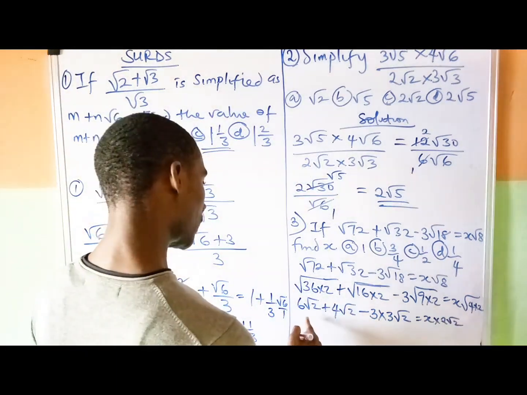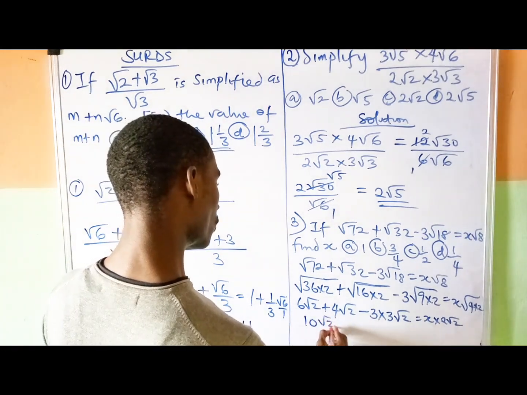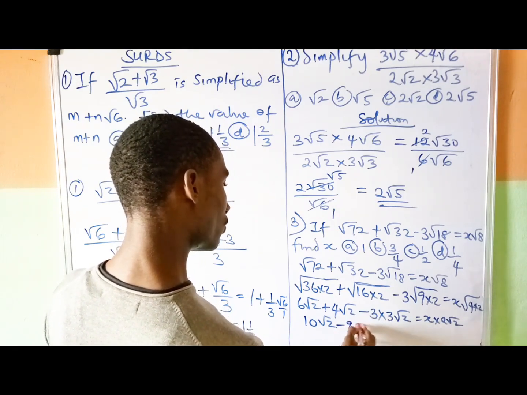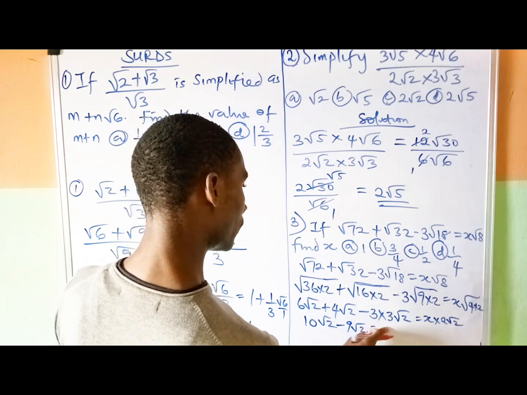So I'm going to have what? 6 root 2 plus 4 root 2, I would have 10 root 2. Now, minus 3 times 3 is 9, so 9 root 2, all equals x. 2 times x is 2x root 2.